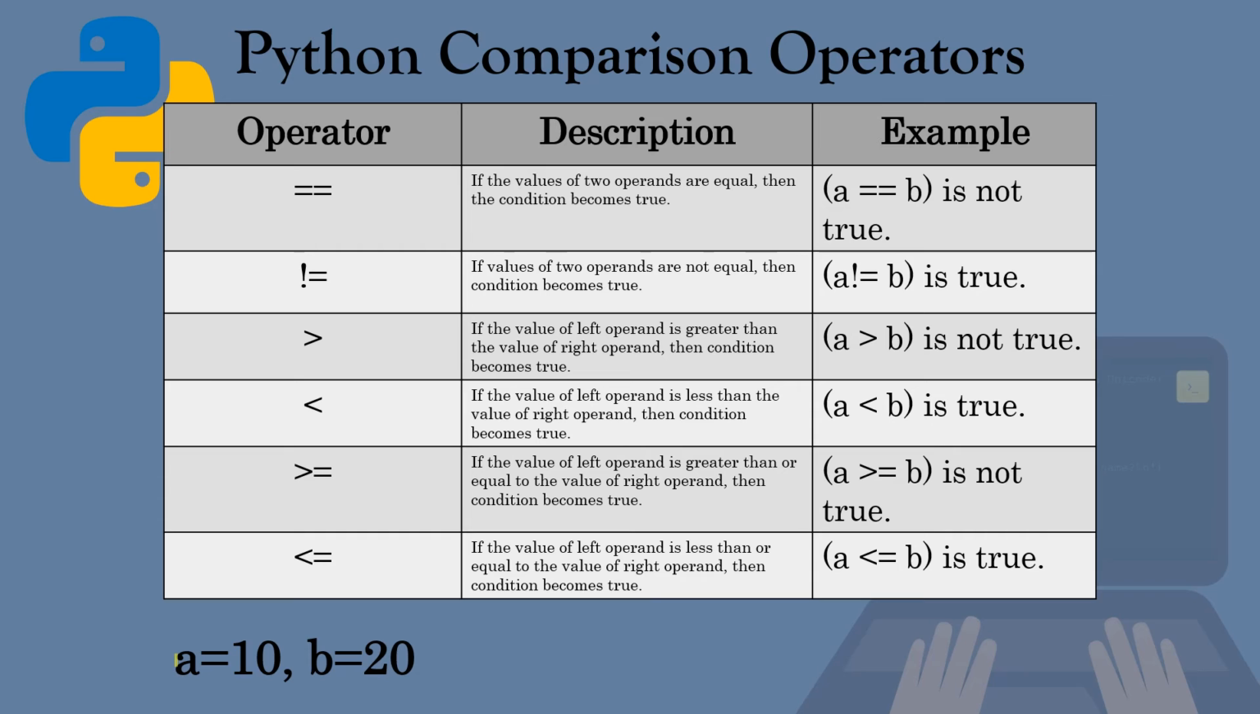And lastly, the less than or equal. So, if the value of left operand is less than or equal to the value of right operand, then condition becomes true. So, is A less than or equal to B? Is 10 less than or equal to 20? Yes. So, the answer is true. So, ganun po gumagana or ganun yung naging functions ng mga operators na to or the comparison operators, which is, itong mga to is gagamitin po natin sa decision making and sa looping sa susunod na mga weeks.